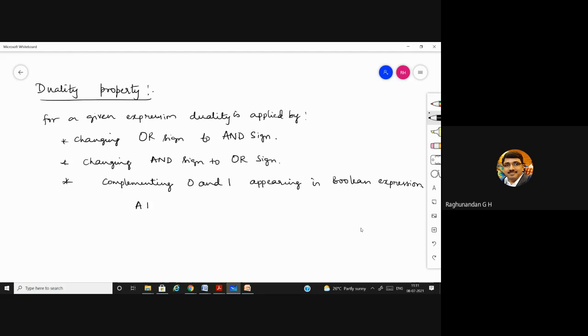If you are having a plus 1 is equal to 1, the duality of this will be a into 0 is equal to 0. See what we are doing: according to the first statement, OR sign is replaced by AND sign, and 1 is replaced by 0. Here you are having 1, you are replacing it with 0. This is the duality property, which we are going to use in solving the different expressions.